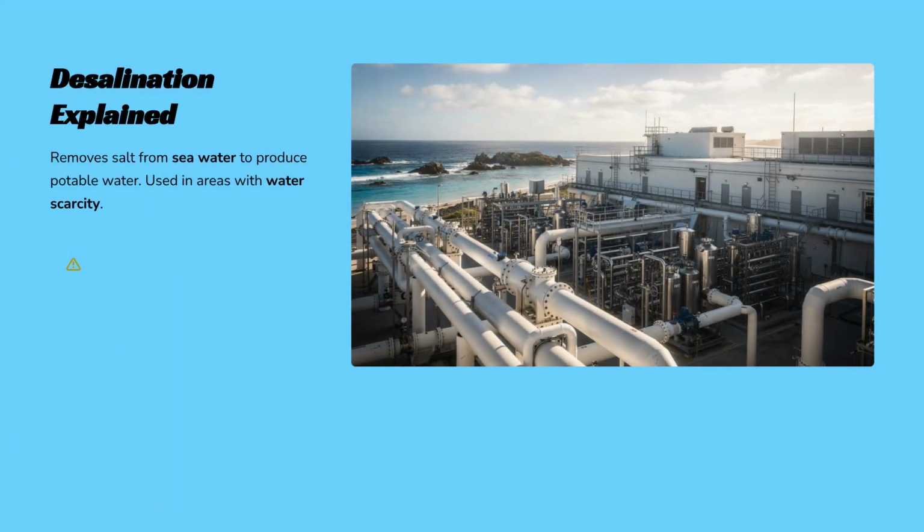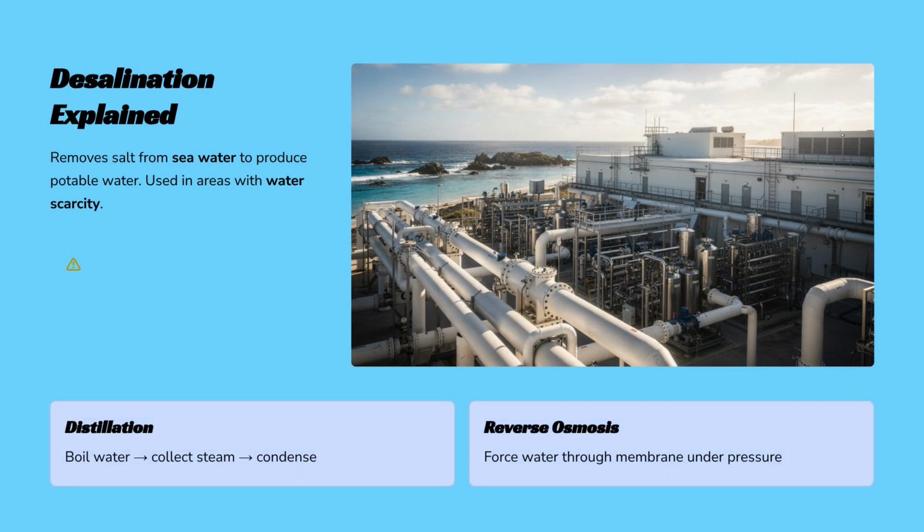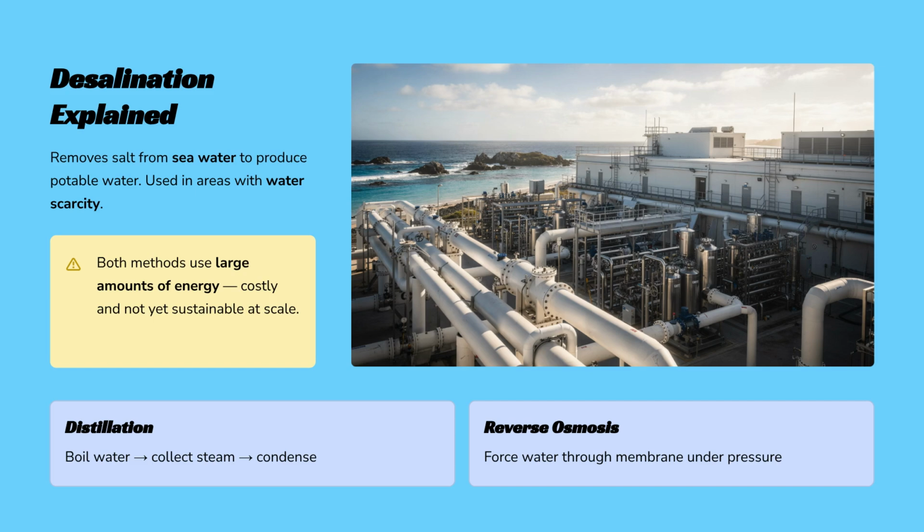Desalination removes salt from seawater to produce potable water, which is crucial in areas with water scarcity. Both distillation and reverse osmosis are used, but they require large amounts of energy, making them costly and currently unsustainable at scale.